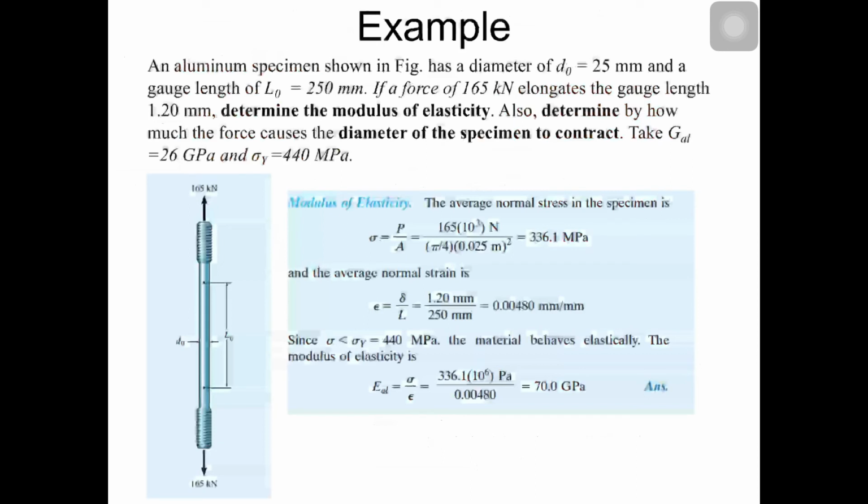Example: an aluminium specimen shown in the figure has a diameter D naught of 25 mm and a gauge length of 250 mm. If a force of 165 elongates the gauge length by 1.2 mm, find the modulus of elasticity E. Also determine by how much the force causes the diameter of the specimen to contract. Take G as 26 gigapascal and sigma yield as 440.